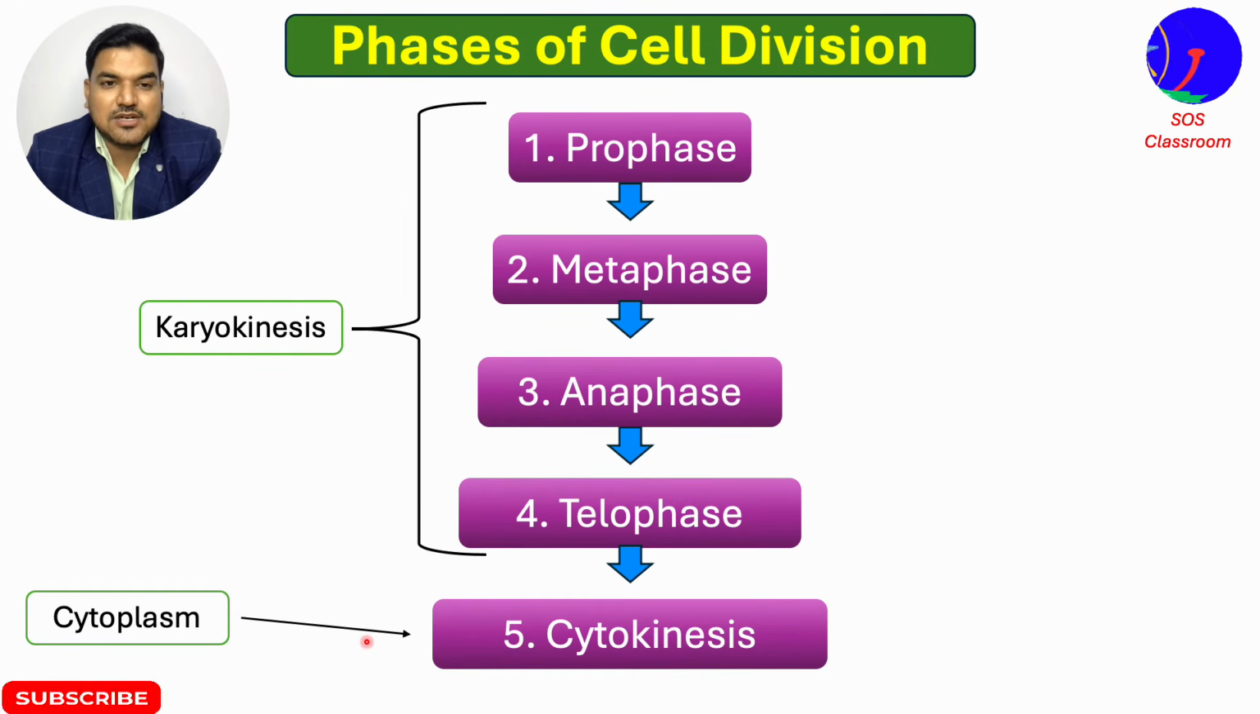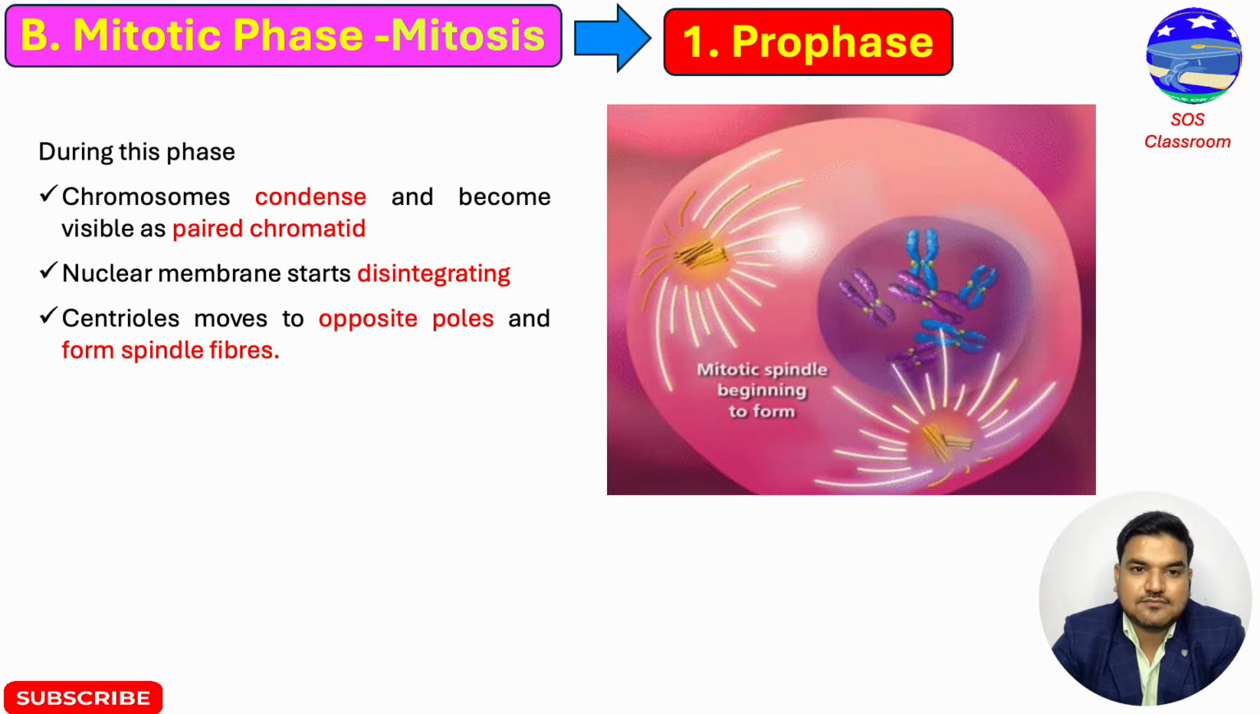Cytoplasm formation means different types of organelles are formed in this phase. So these are the two phases, karyokinesis and cytokinesis. Karyokinesis occurs in 4 phases and cytokinesis occurs in a single phase: prophase, metaphase, anaphase, telophase in karyokinesis and cytokinesis for the cytoplasm. So first of all, we discuss the prophase. What will happen in the prophase phase?